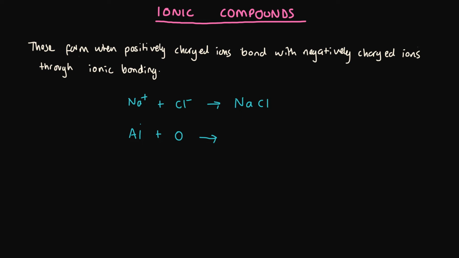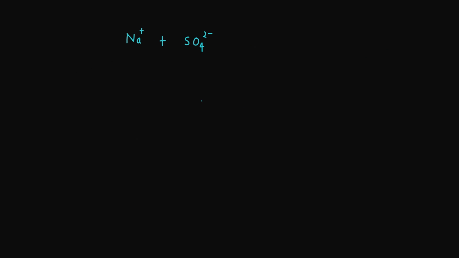Aluminium is in group 3. When it reacts, it loses 3 electrons. Oxygen is in group 6, and when it reacts, it gains 2 electrons. Swap these numbers. So the formula of the ionic compound is Al2O3.